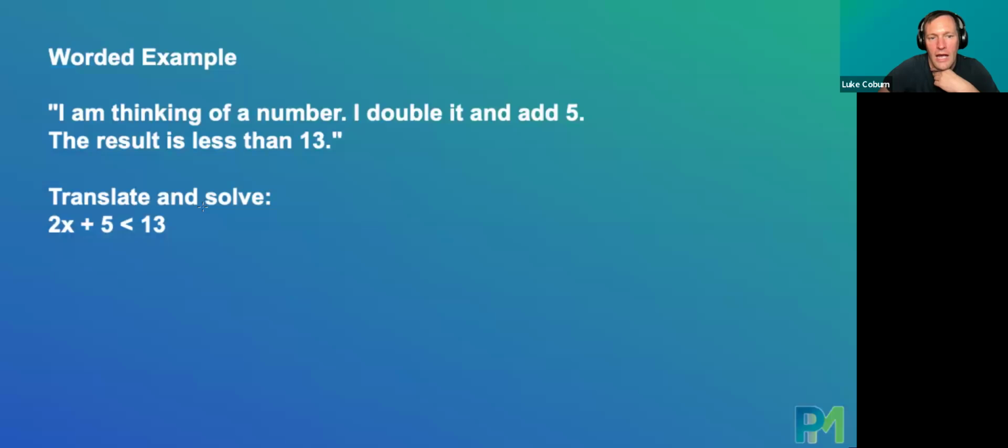Okay, so someone's saying, I have a number, and if I double it and add 5, then the result is less than 13. So what they're saying is we have a number, call it x, we'll double it, 2x, and then we'll add 5, plus 5, and then it's less than 13. So you have to be able to just sort of extract that, okay? Sorry, 2x is less than 13 minus 5, and then that's less than, well, this will end up being 8, and then we'll divide across the 2, so x is less than 4.